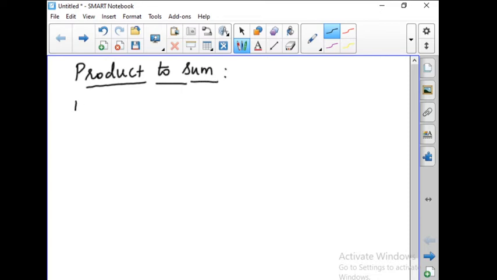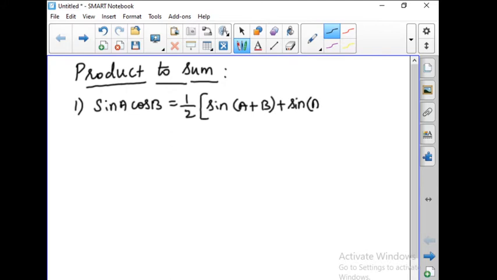The first one is product to sum, that is the formula sin A cos B. Sin A cos B is equal to 1 by 2 of sin A plus B plus sin A minus B. I will explain how we got this formula. Similarly, you can try with the other remaining three formulae.